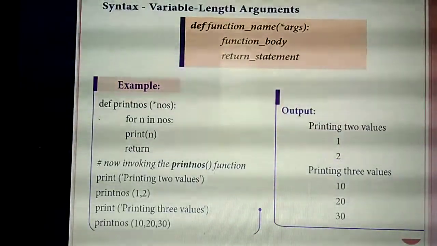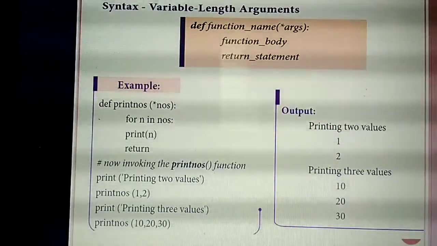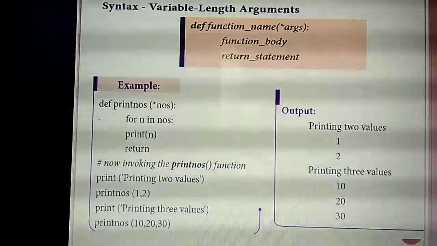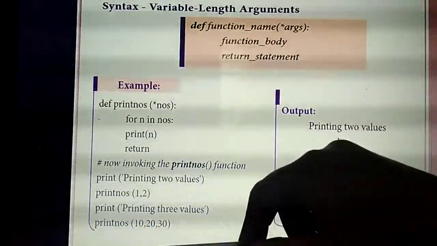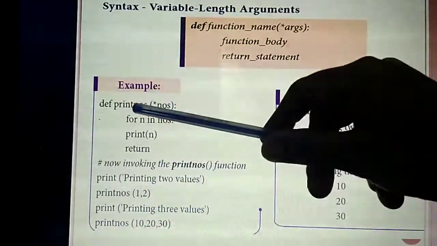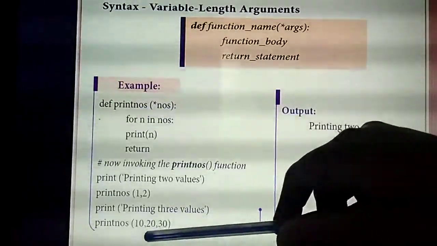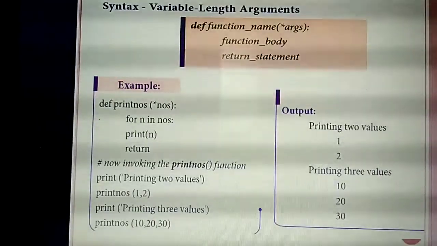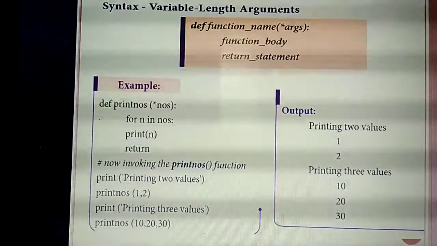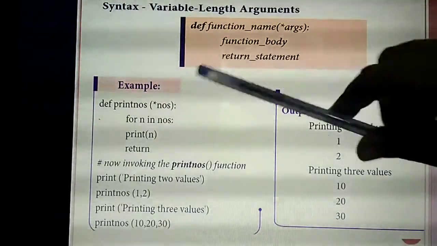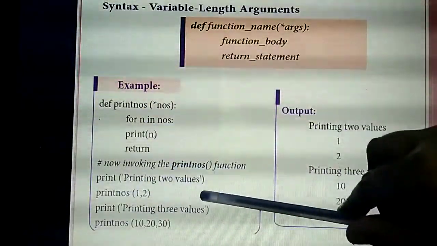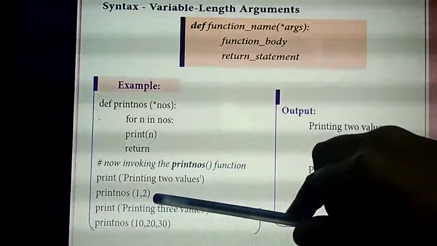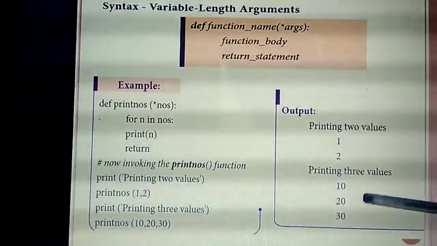Understand the difference between the keyword argument, the default argument, and this argument? For example, you need to print 5 values. So again you need to call the function print numbers and give 5 values: 10, 20, 30, 40, 50. That is according to your wish. You are able to print any number of values. Understand? Now you run the program. What output will you get? Printing 2 values: 1, 2. Then printing 3 values: 10, 20, 30.